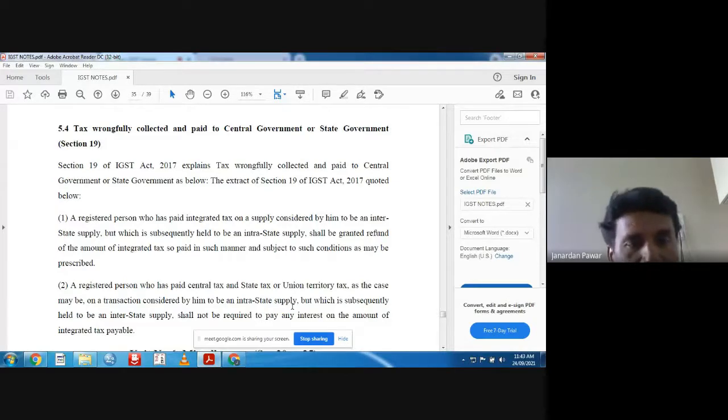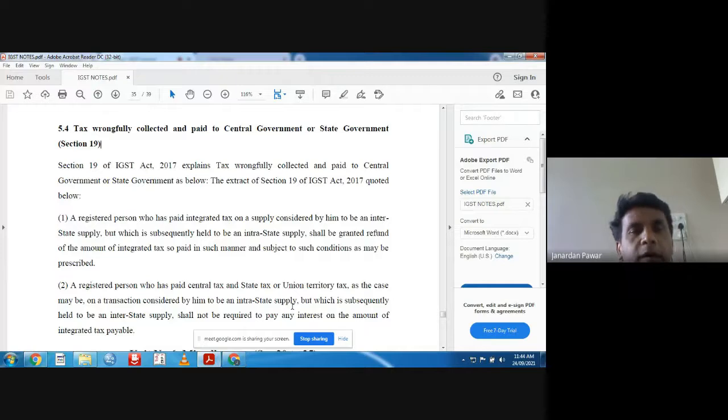A registered person who had paid integrated tax on a supply considered by him to be an interstate supply, but which is subsequently held to be an intrastate supply, shall be granted refund of the amount of integrated tax so paid in such manner and subject to such condition as may be prescribed. There may be a question in your mind: how did that wrongful collection take place? Whose mistake was it? Was it a mistake of the dealer, or of the authority?